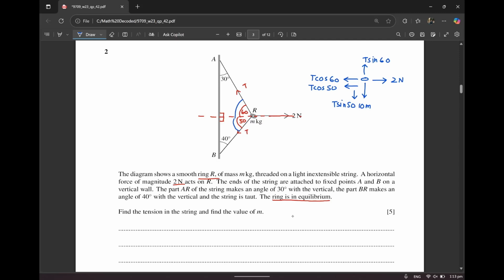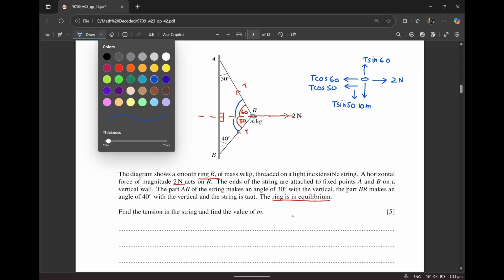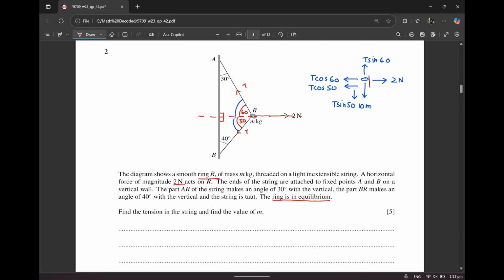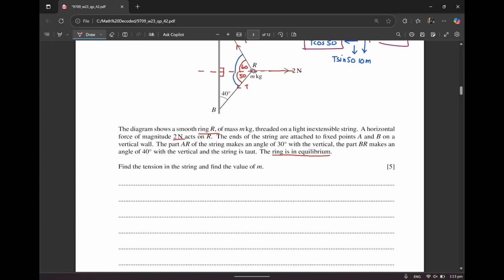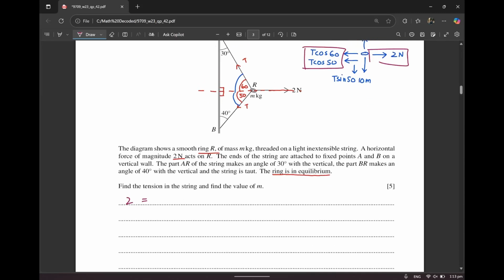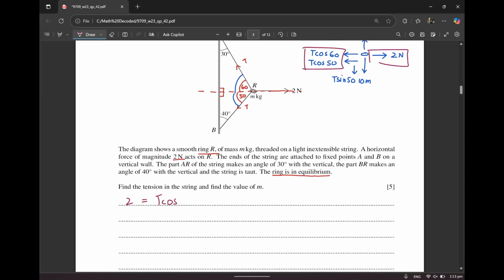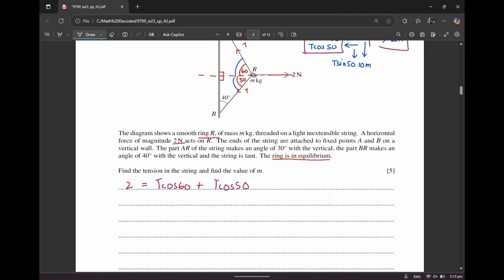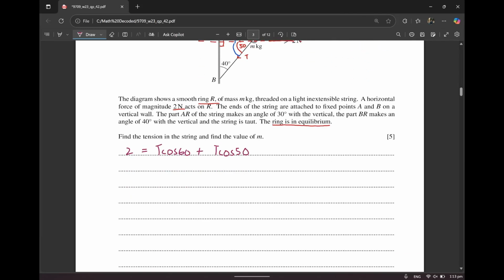Now I know that I can put the horizontal forces equal to each other, and that's what I'm just going to do. So 2 is equal to T cos 60 plus T cos 50. I'm doing this because I know that it's an equilibrium, which means the horizontal forces on the right are equal to the horizontal forces on the left, and likewise with vertical forces.